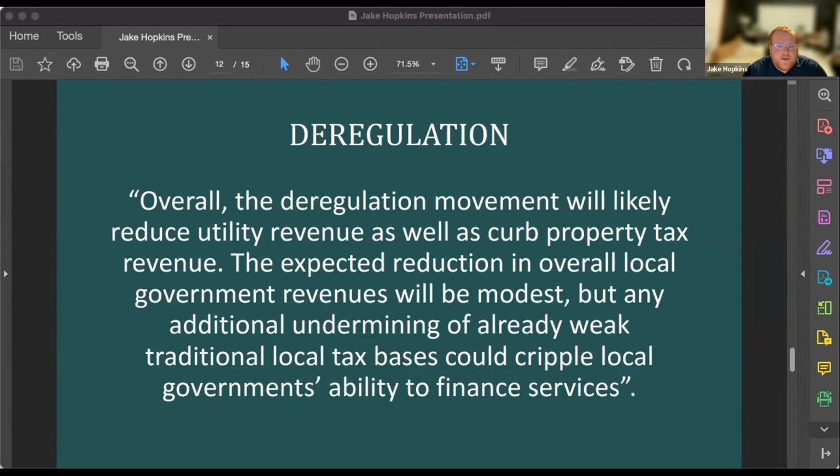Jumping into the next one, deregulation. Compared with unregulated businesses, regulated industries have traditionally been subject to higher property and other tax burdens. Local governments collect tax on gas, electricity, and telecommunication utilities that are set at more than double the rate imposed on other industries. That's at least what Brenori said. But overall, the deregulation movement will likely reduce utility revenue as well as curb property tax revenue. The expected reduction in overall local government revenues will be modest, but any additional undermining of already weak traditional local tax bases could cripple local governments' ability to finance services.